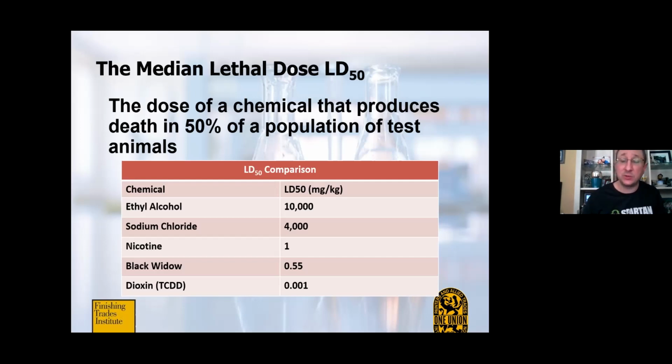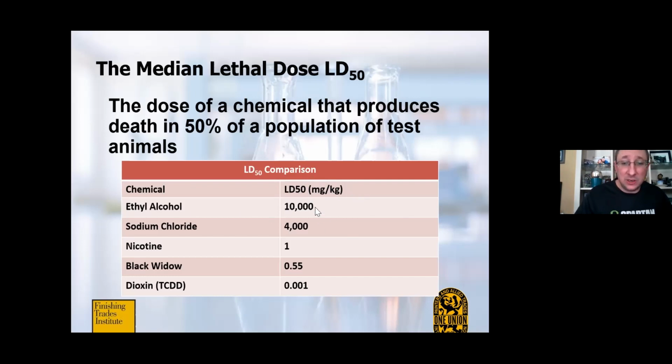And I use LD50s quite a bit when I'm doing risk assessments, especially if I don't have an occupational exposure limit in my pocket guide or on a safety data sheet. I have to go to other means. But let's look at the range of these things. So the LD50s are typically in milligrams of a toxicant or chemical per kilogram of body weight.